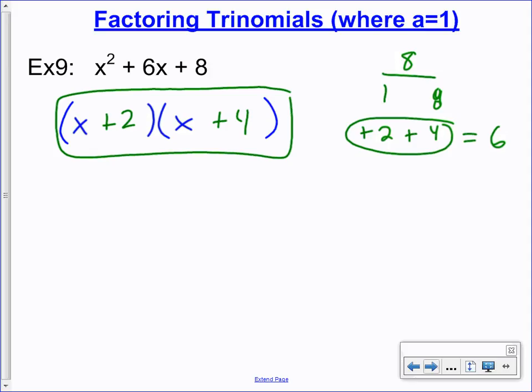Not sure about yourself? Foil it out. Let's do a check on this one, just to show. Are we supposed to have argued on this? But I think I did all of it.